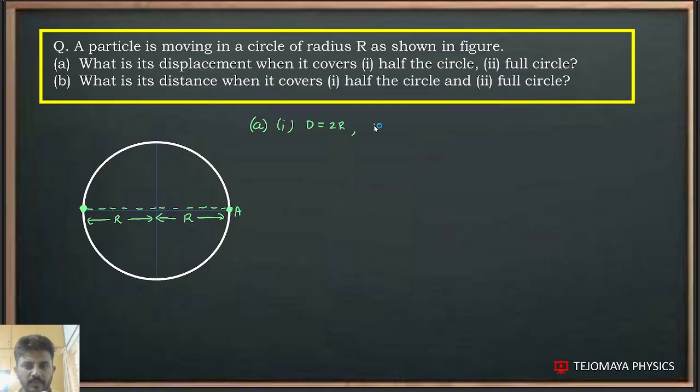Okay, second sub question is there. For the full circle, the displacement will be 0.